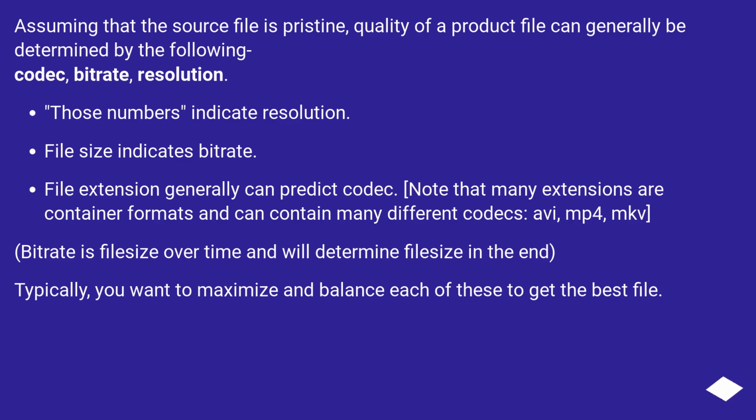Assuming that the source file is pristine, quality of a product file can generally be determined by the following: codec, bitrate, resolution. Those numbers indicate resolution. File size indicates bitrate. File extension generally can predict codec. Note that many extensions are container formats and can contain many different codecs: AVI, MP4, MKV. Bitrate is file size over time and will determine file size in the end. Typically, you want to maximize and balance each of these to get the best file.